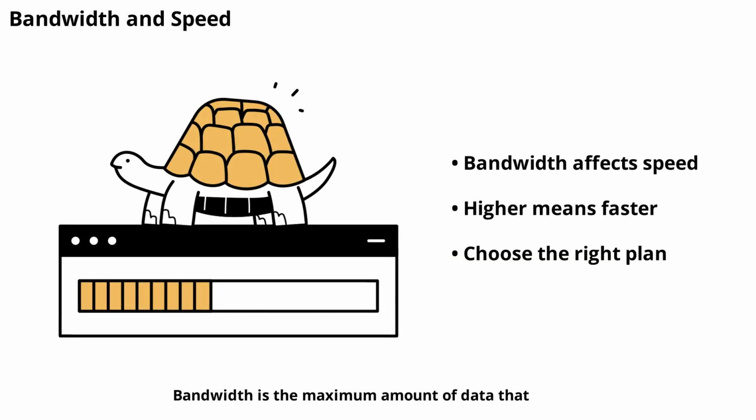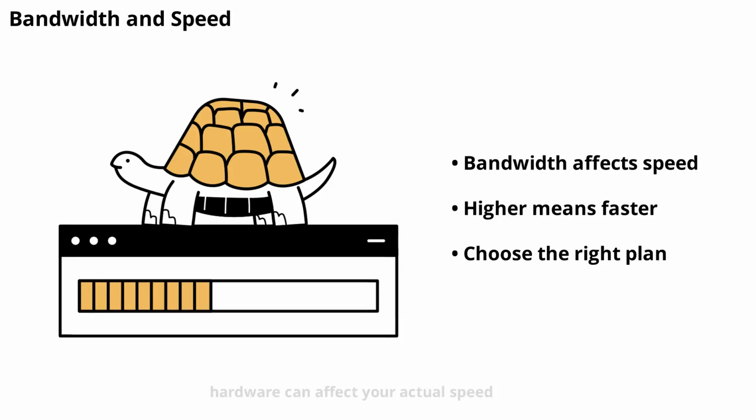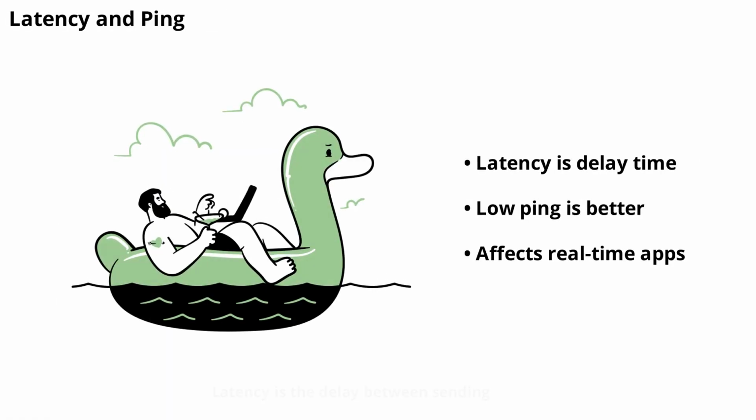Bandwidth is the maximum amount of data that can travel over your internet connection at once. Higher bandwidth means faster downloads and smoother streaming. Factors like network congestion and hardware can affect your actual speed, so it's important to choose the right plan for your needs.